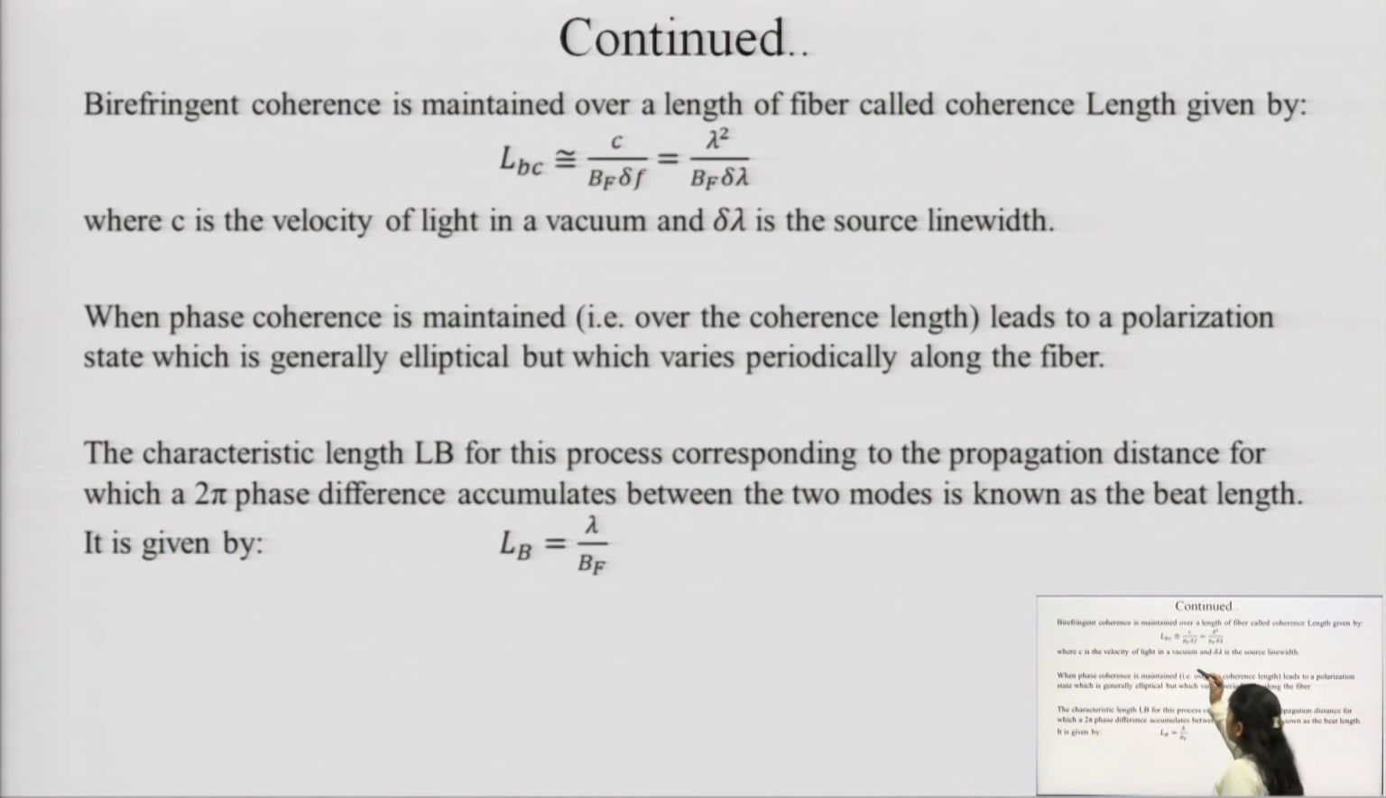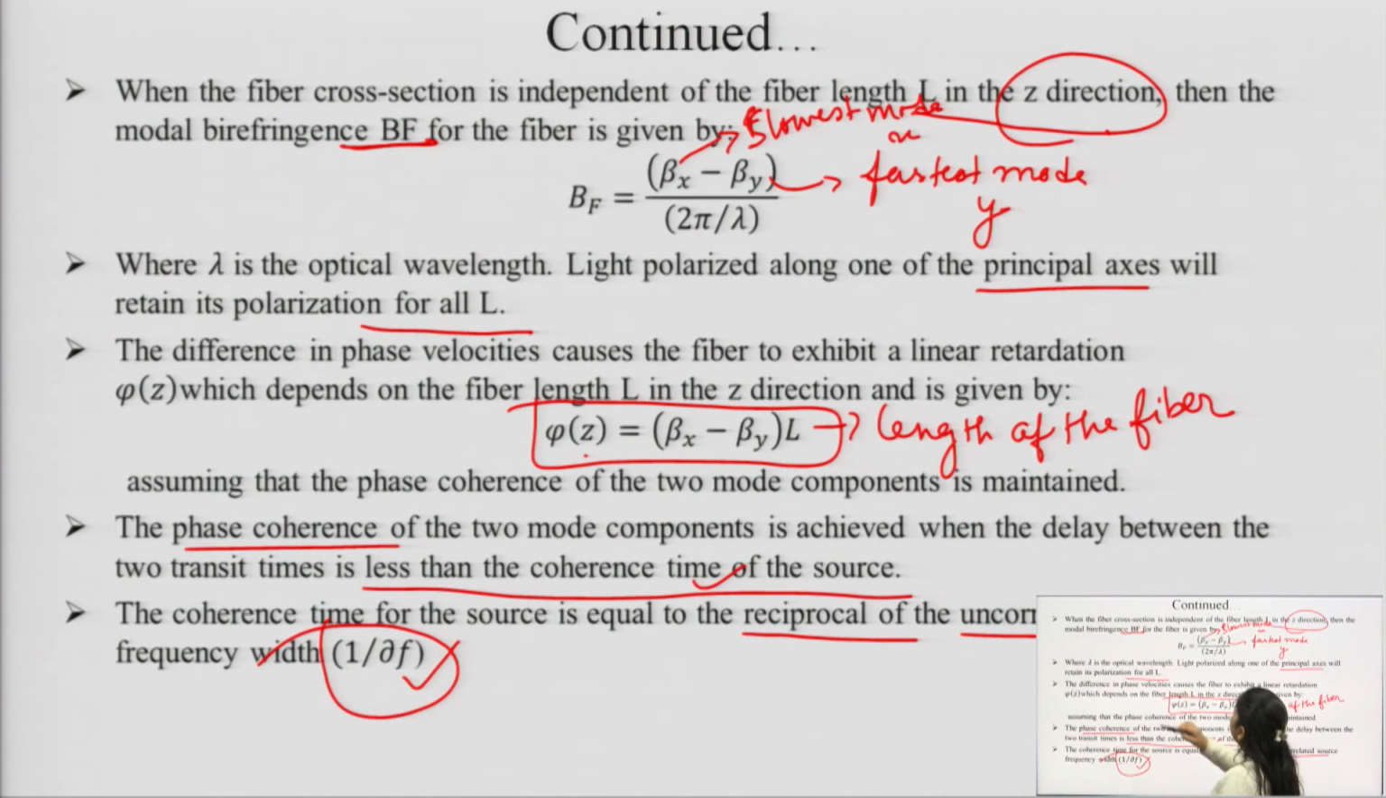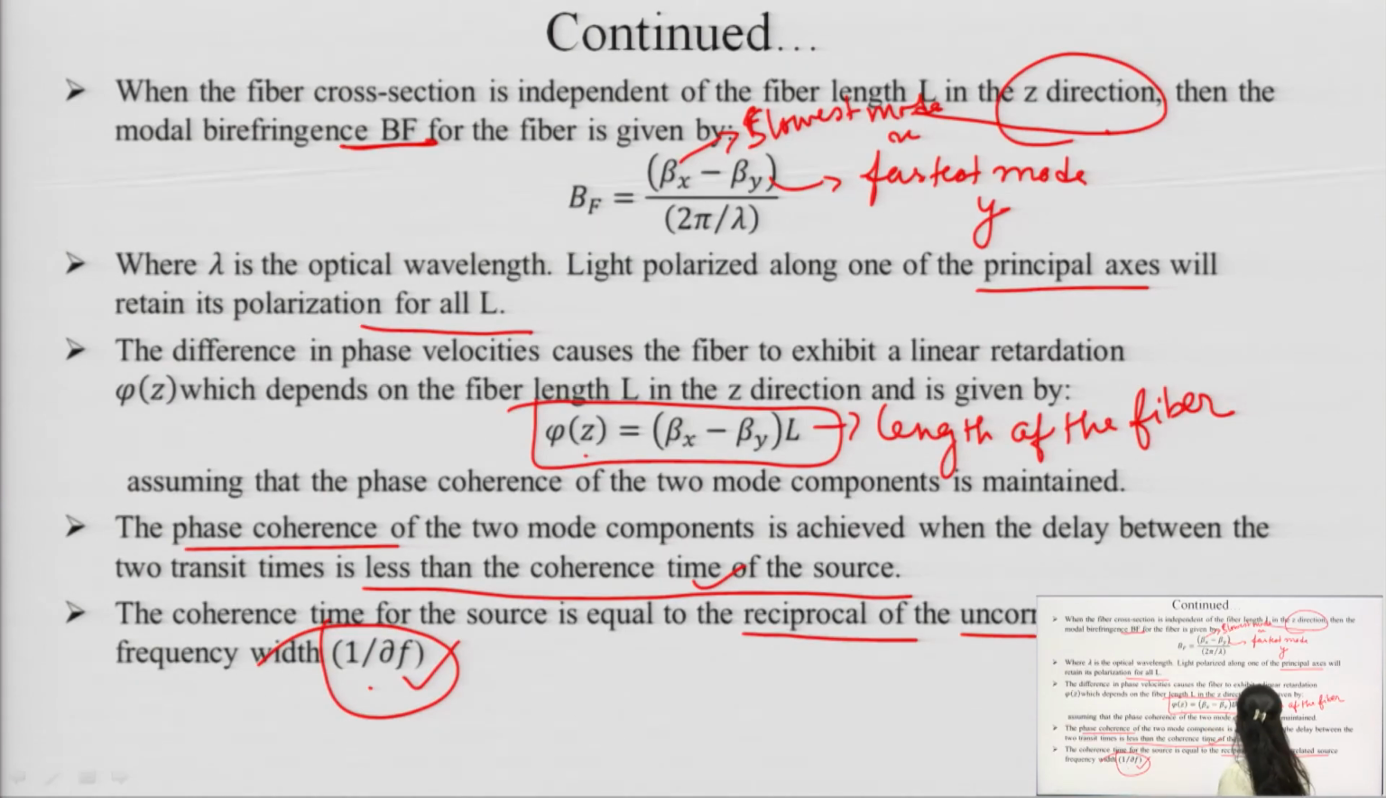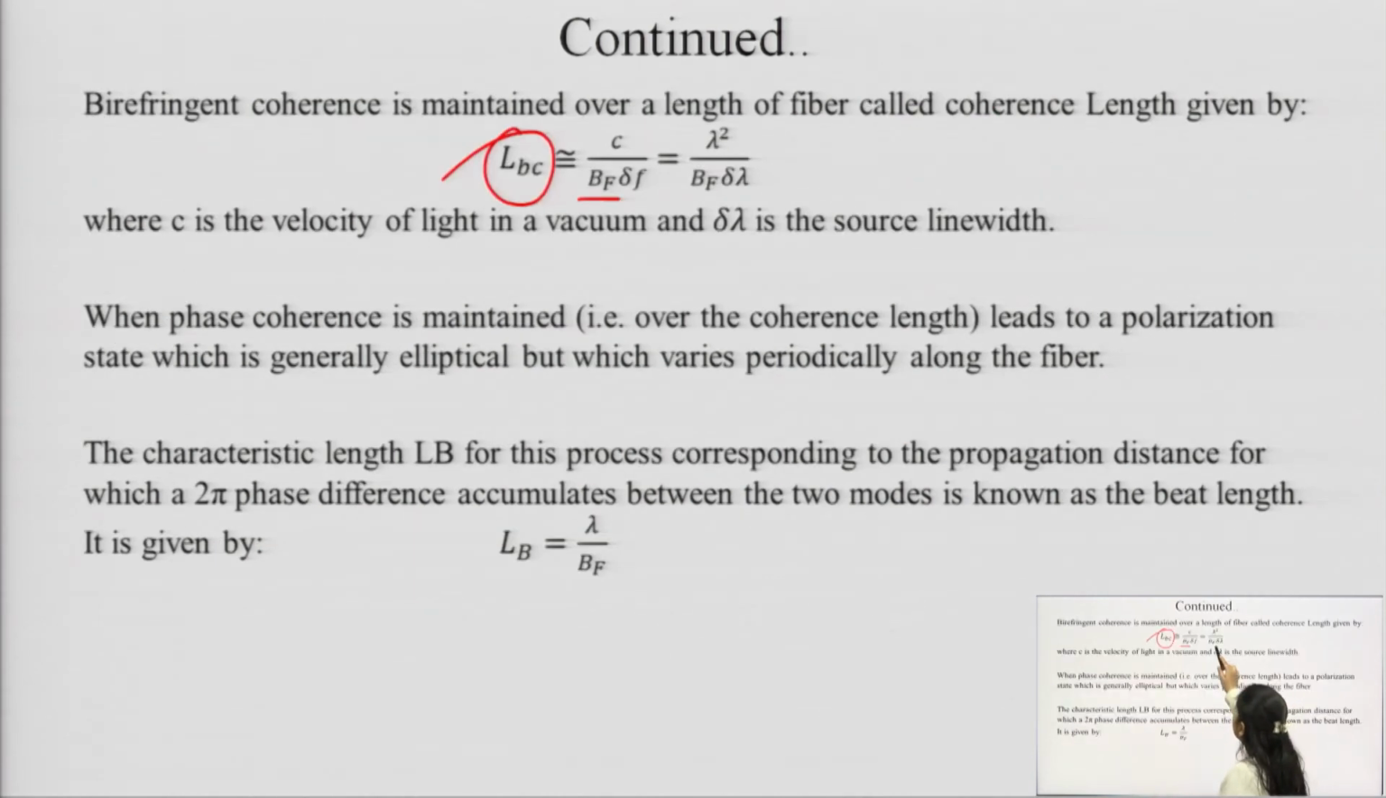Now, up to what length this birefringent coherence is to be maintained? Birefringent coherence is maintained up to C upon Bf, that is our modal birefringence, times del f, the source frequency width. So, we can write this in this form, where C is the velocity of light and del f is the source line width.